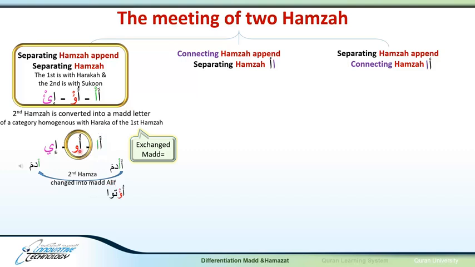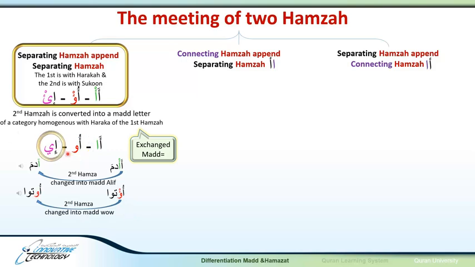Now we're going to take an example for the U. U'u will be converted into uu, as in u'tu will be uutu. أوتوا And here again, the second hamza is changed into a mad waw.